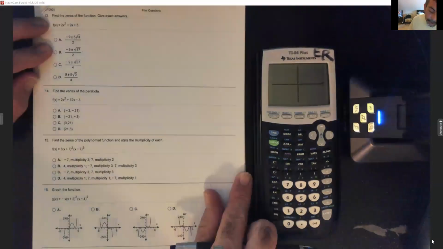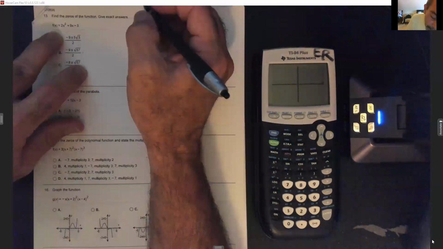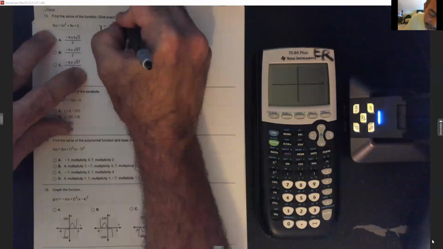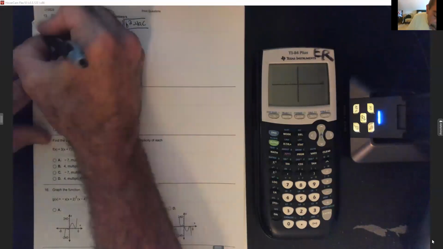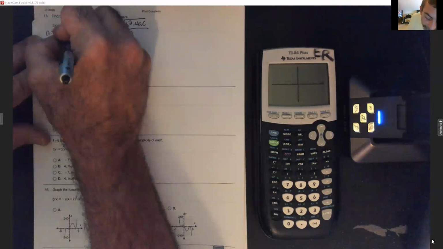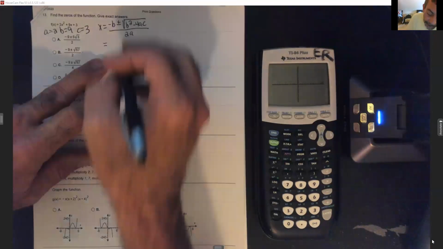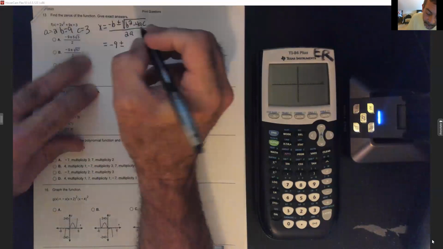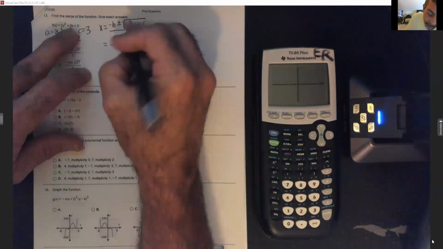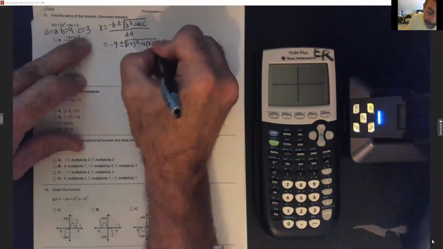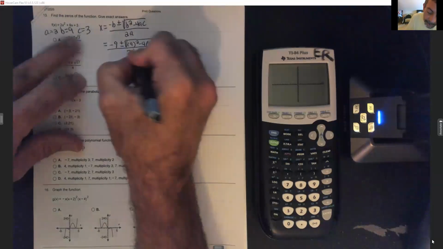All right, find the zeros. So on this one, since it won't factor, we're going to use the quad. So x will equal negative b plus or minus square root b squared minus 4ac all over 2 times a. So a is 2, b will be 9, and c will be 3. So let's plug in. We get negative 9 plus or minus square root 9 squared minus 4 times a, which is 2, and c, which is 3. All of that's over 2 times 2.